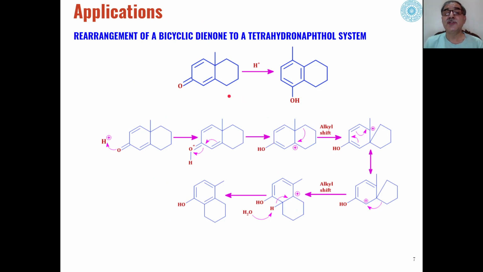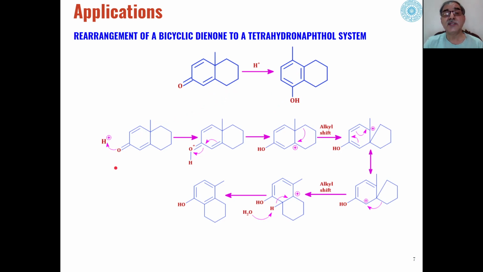Now, in case of natural products, most of the dienones are present as bicyclic dienones. These bicyclic dienones are present in natural products, and the most common example is steroids. Here, under acidic conditions, they are converted into the corresponding phenolic products, and the mechanism is dienone phenol rearrangement.